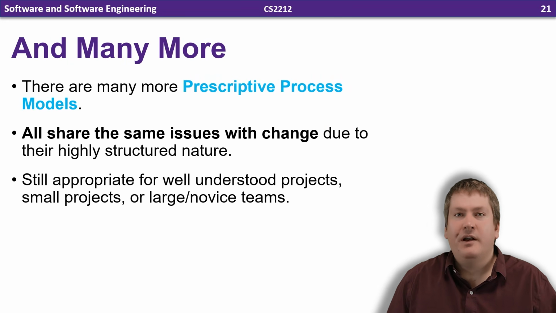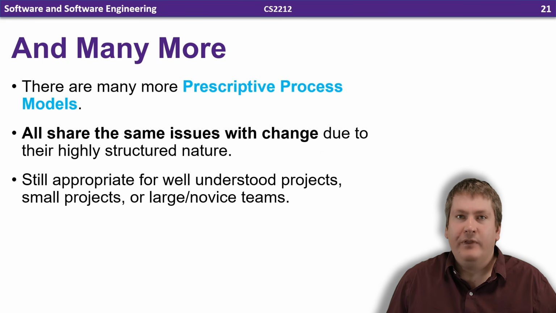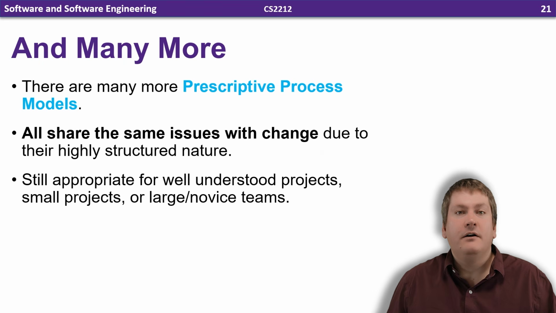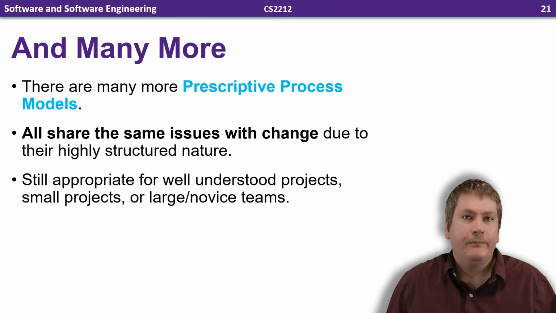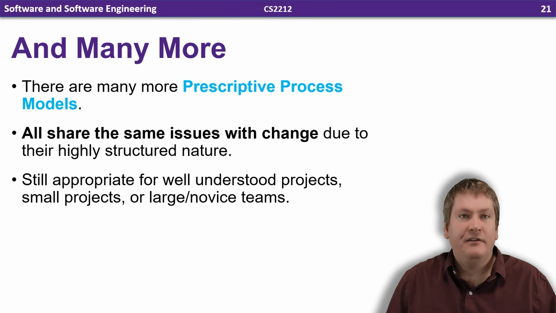So these prescriptive process models that we've reviewed so far are some of the most common, but there are many more out there, and teams may also come up with their own or tailor them to their specific needs. What is shared among them is that they all tend to be highly structured, they tend to be very rigorous and rigid, and they don't tend to handle change well, at least as alternatives like agile models that we'll be talking more about later. That being said, they are still appropriate for well understood or small projects, and they do make an ideal starting place for less experienced development teams.